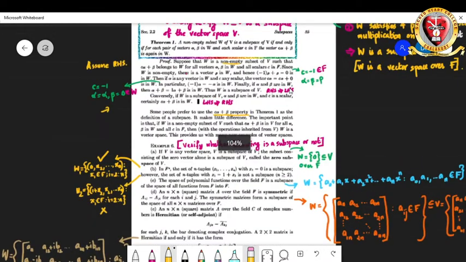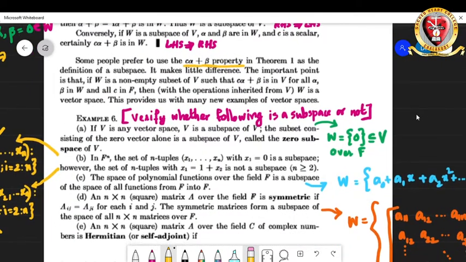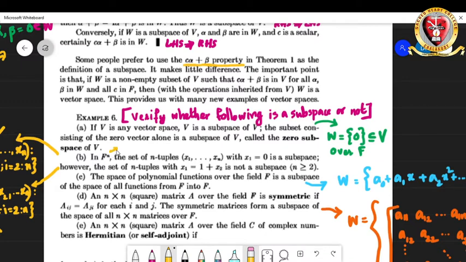F raised to n is nothing but F cross etc cross F n times. That means it will have the elements to be n tuples. The n tuples will be ordered like this: (x1, x2, etc., xn). So that is our vector space, the set of all n tuples.